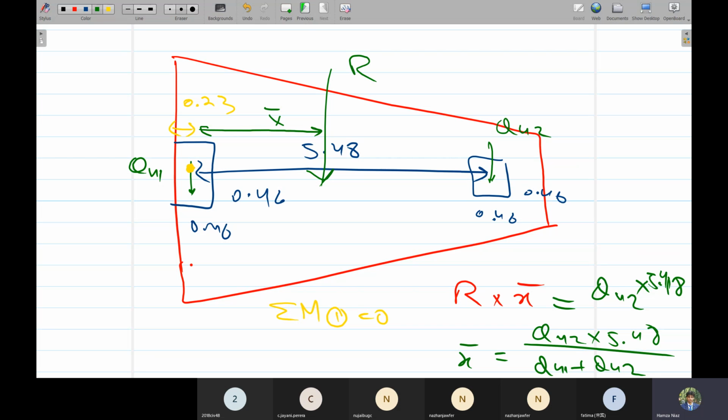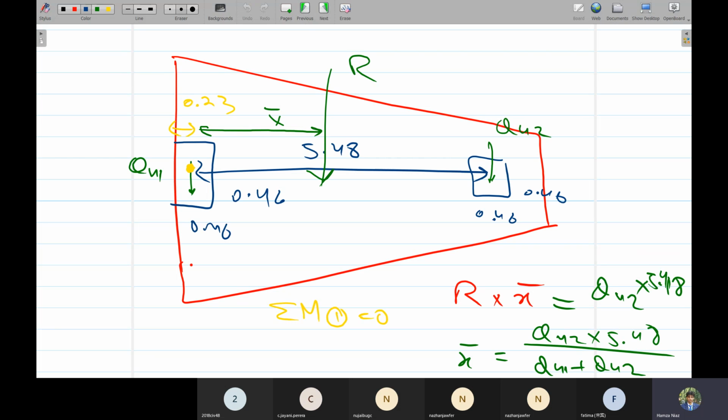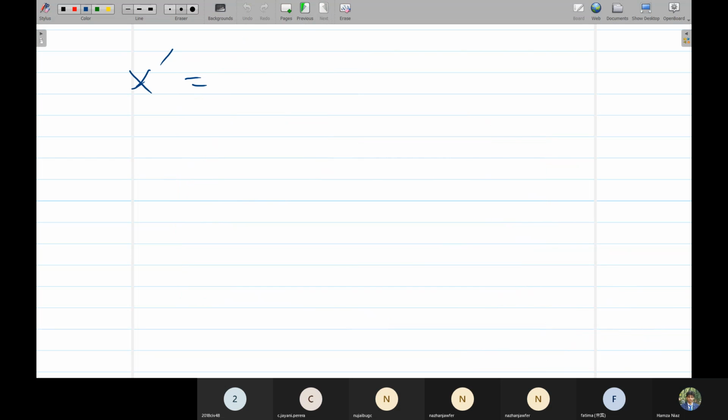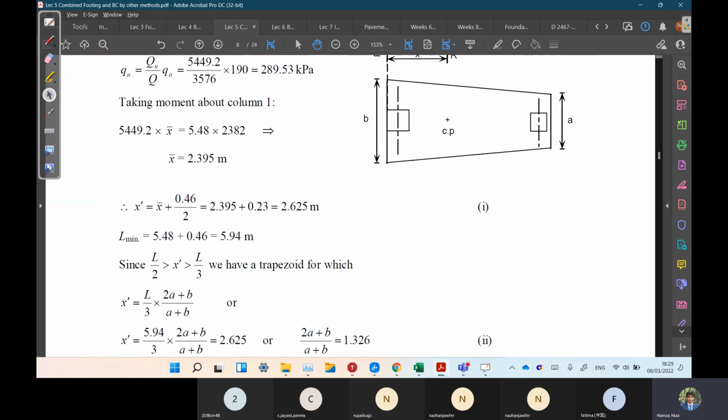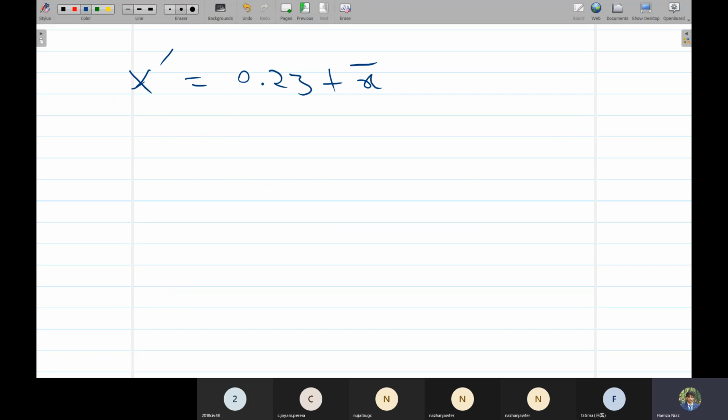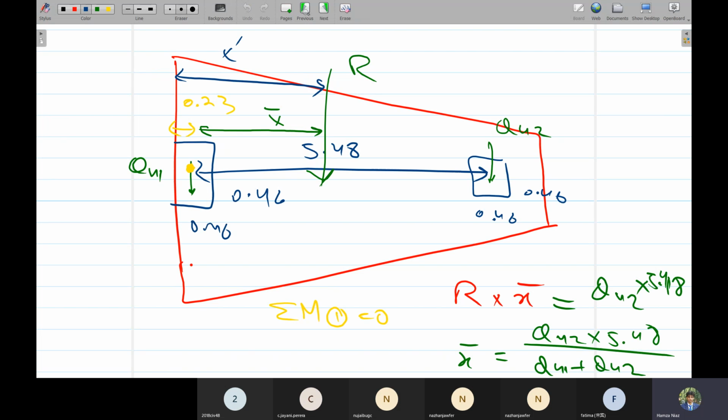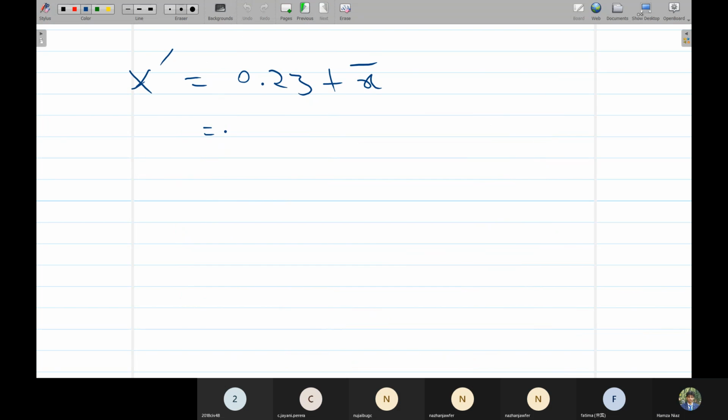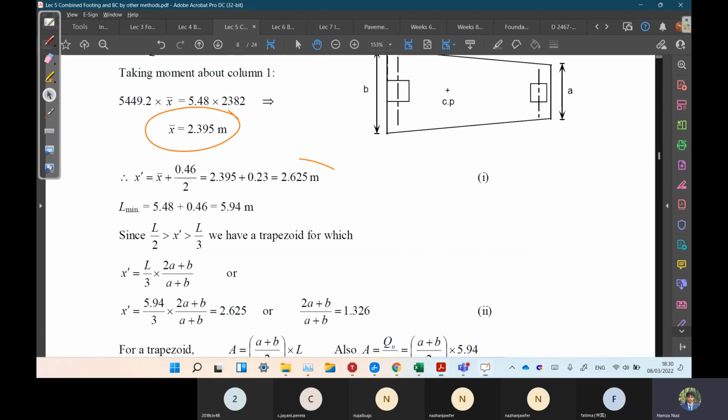Alright, so this is the same one. After X bar, we have to find X dash, that is the distance of the resultant from the edge of the property line. X dash would be 0.23, half the column size, plus X bar. So X bar was 2.95. And if we add 0.23, that would be 2.